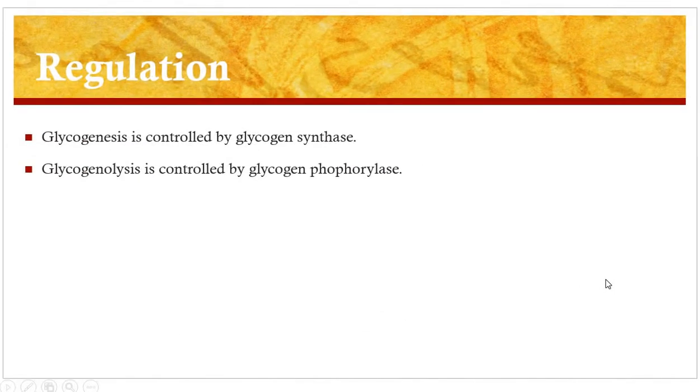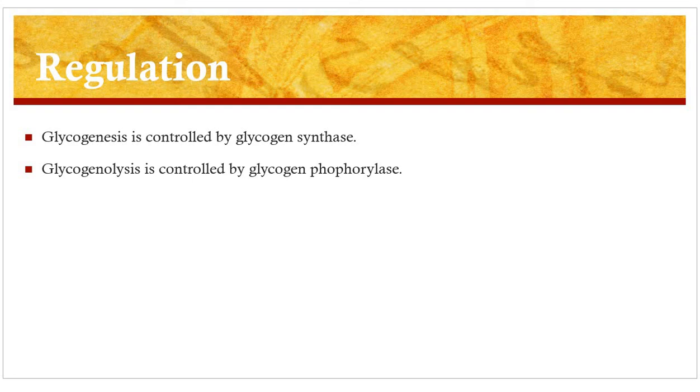Now coming to the regulation. The glycogenesis is controlled by the glycogen synthase, and the glycogenolysis is controlled by the glycogen phosphorylase. Both of these are very important enzymes, the glycogen synthase for the glycogenesis and the glycogen phosphorylase for glycogenolysis. And both of these enzymes are regulated by cyclic AMP.